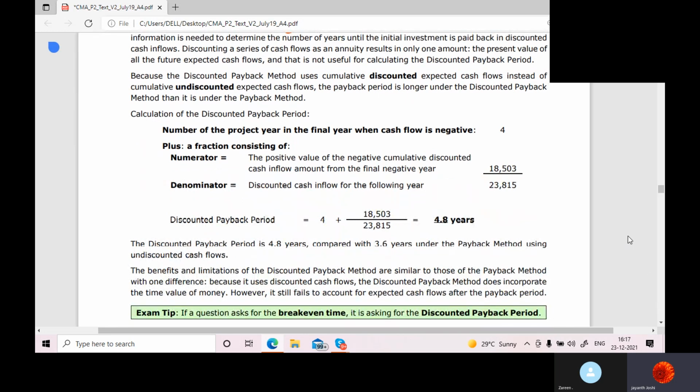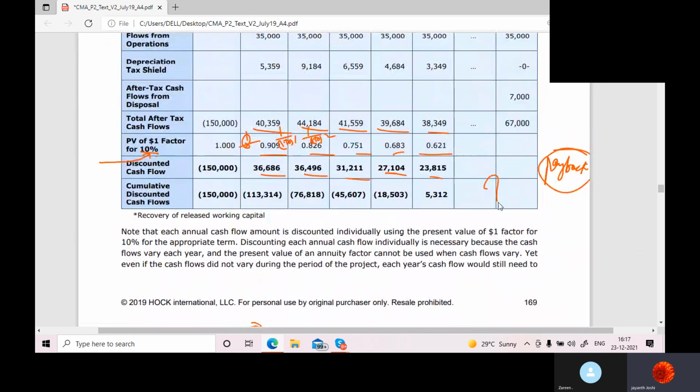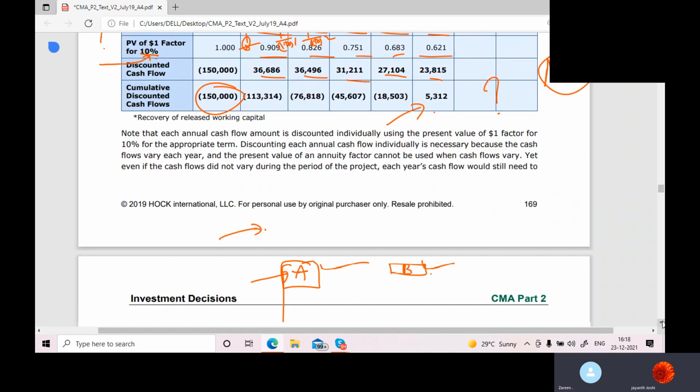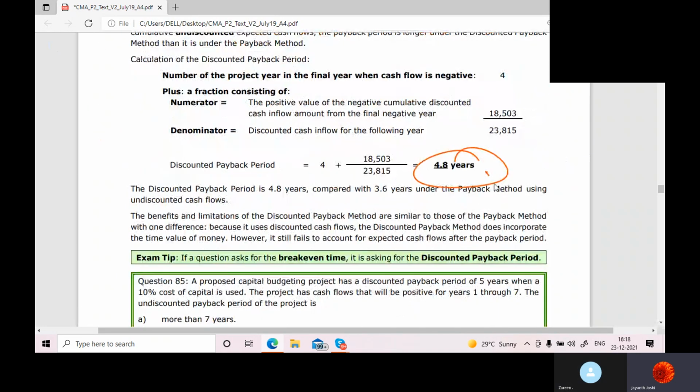So here, did you do the payback? What did you get for this? Hello? Zarina? What was the answer for this payback? You didn't do the payback for this one, the fourth year? This discounted payback period method you did now. What is your answer for payback? How many years did it take for you to recover your 150? 4 years 8 months. Okay, 4.8 years.